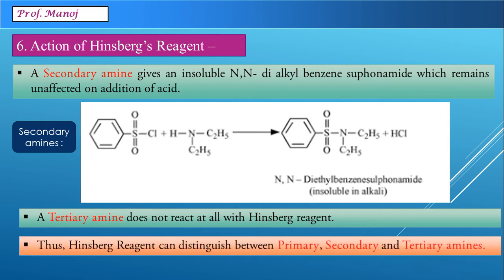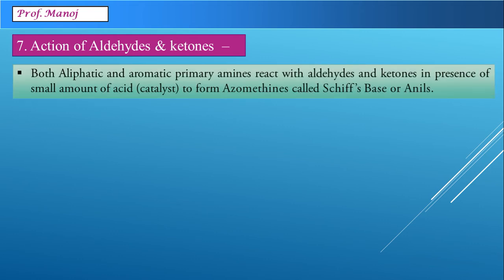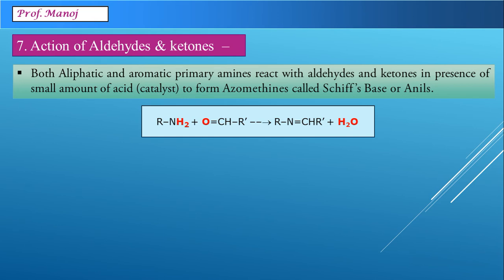Thus, Hinsberg reagent can be used for distinguishing between primary, secondary and tertiary amines. Let us come to a reaction, the action of aldehydes and ketones. This reaction is not mentioned in the textbook, so this reaction is mostly done only for the JEE and NEET syllabus. Both aliphatic and aromatic primary amines can react with aldehydes and ketones in presence of a small amount of acid to form compounds called azomethines or Schiff's base, also known as anils. Let us see what they are.